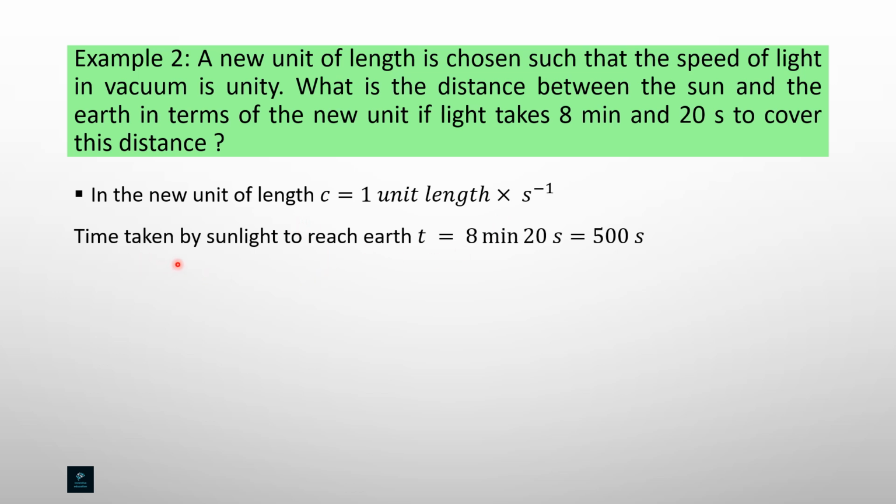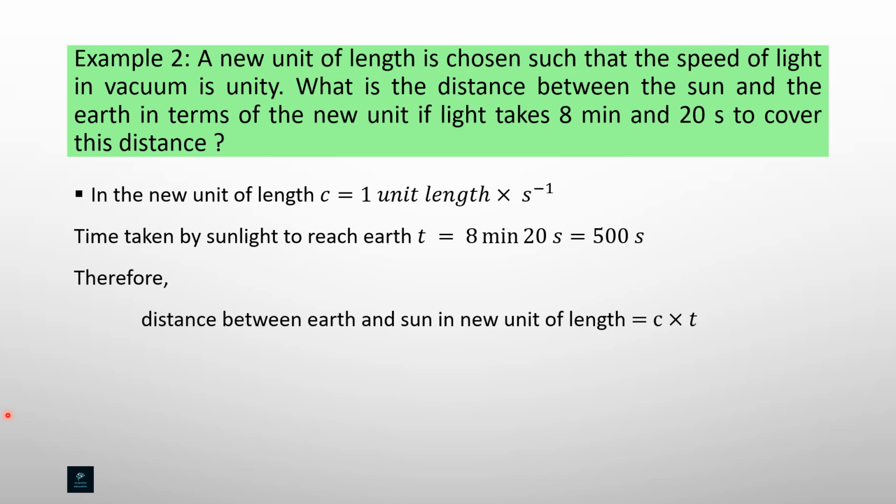Time taken by sunlight to reach earth, t, is equal to 8 minutes 20 seconds. This is equal to 500 seconds. Therefore, the distance between earth and sun in the new unit of length is equal to c times t, which is equal to 1 times 500. Therefore, the distance between the earth and the sun in the new unit of length is 500 unit lengths.